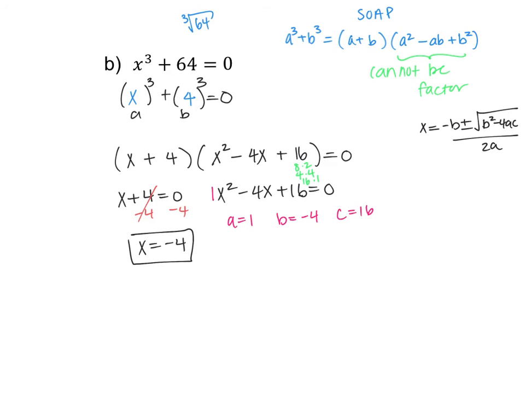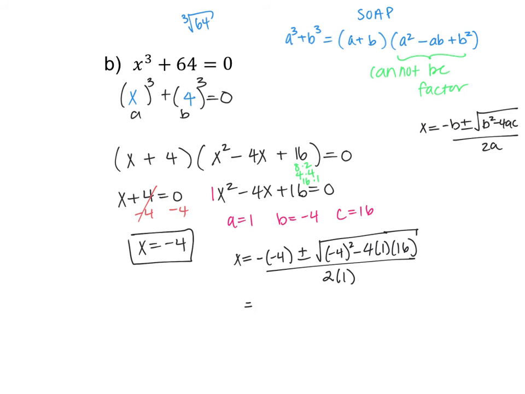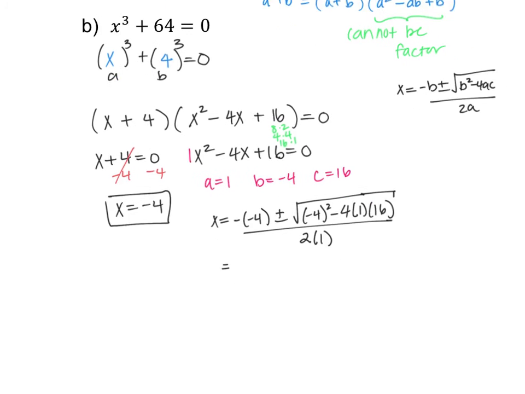Now, I'm just going to write out the quadratic formula down here and plug in my numbers. So my b is a -4, so that's going to be -4 plus or minus the square root of b squared minus 4ac, so my a is 1, my c is 16, all over 2 times my a, which is 1. All right, once I've plugged everything in, I'm going to do my best to clean it up.